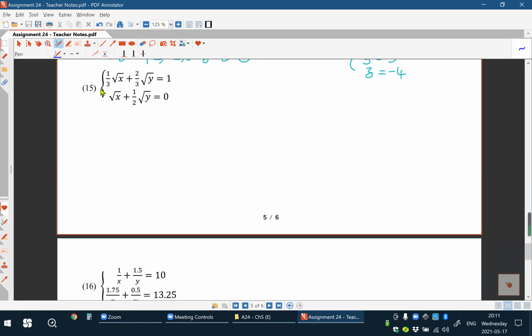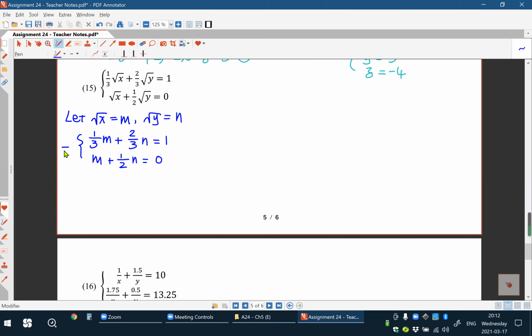Okay, next one. It's not a linear system, right? Because there are square roots there. So we can use the substitution method to convert it to a linear system. Okay, so we can let square root of x equals m and square root of y equals n. Then the original equations become 1/3 of m plus 2/3 of n equals 1, and m plus 1/2 of n equals 0, right?